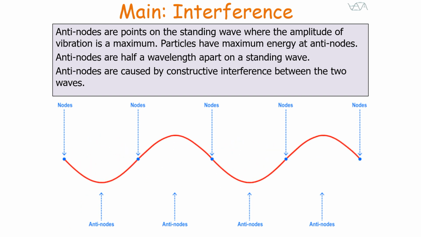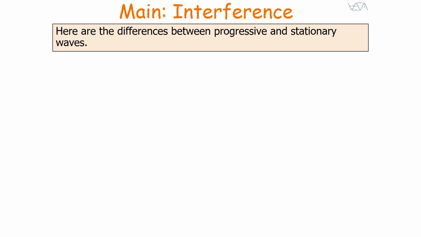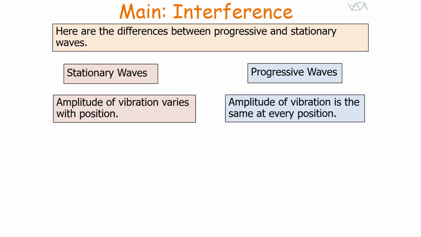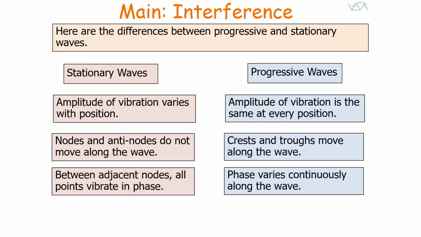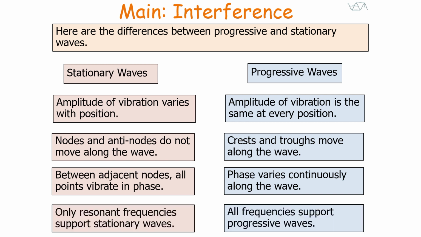So let's now consider the differences between progressive and stationary waves. With stationary waves, the amplitude of vibration varies with position, but for progressive waves, the amplitude of vibration is the same in every position. For stationary waves, nodes and antinodes don't move along the wave, but for a progressive wave, crests and troughs do move along the wave. For stationary waves, between adjacent nodes, all the points are vibrating in phase with each other, but for a progressive wave, the phase varies continuously along the wave. And only resonant frequencies support stationary waves, whilst all frequencies support progressive waves.